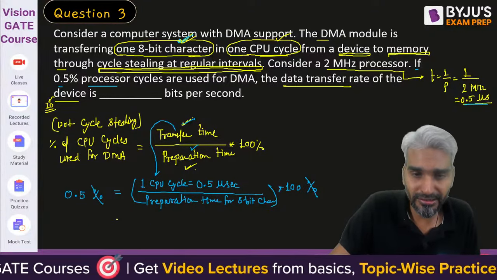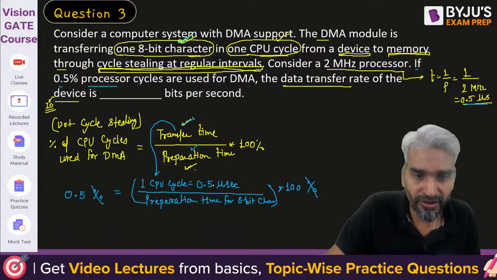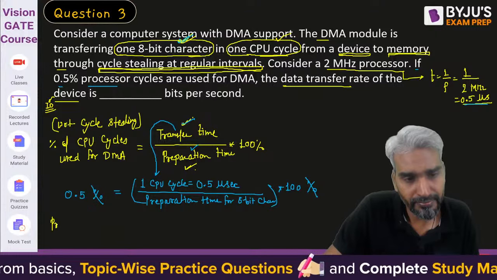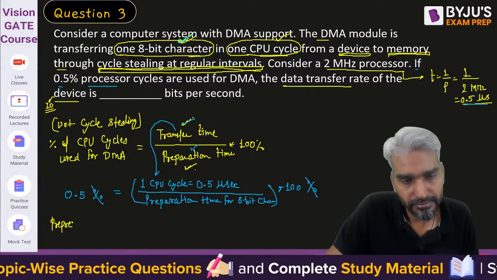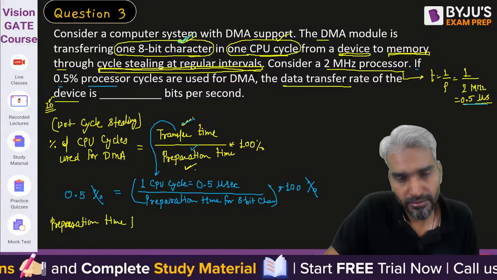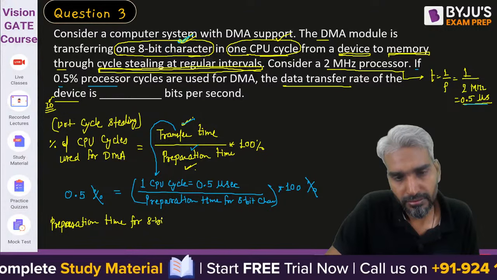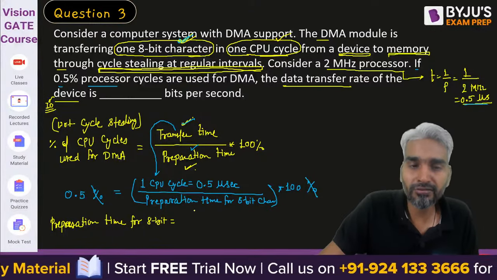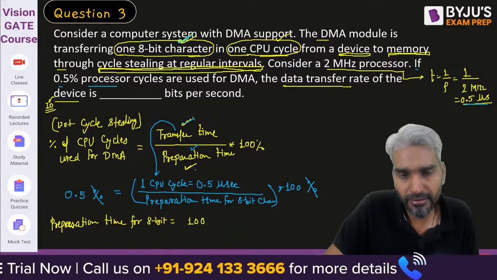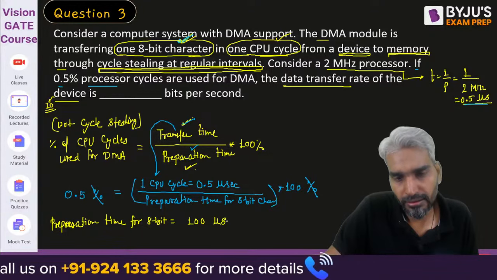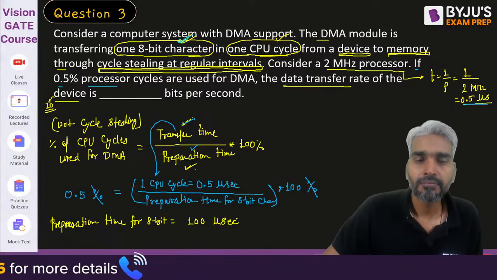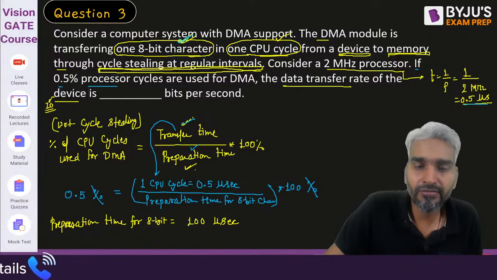So please try to understand. If I do some calculation, then this 0.5 will be cancelled out. So can I say that the preparation time for an 8-bit character will be, this 0.5 will get cancelled out, so it will become 100 microseconds. Yes or no? Preparation time for 8-bit will be 100 microseconds.